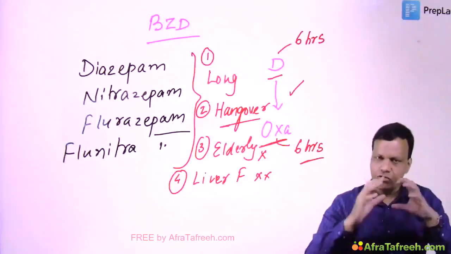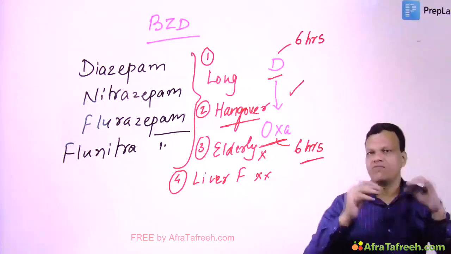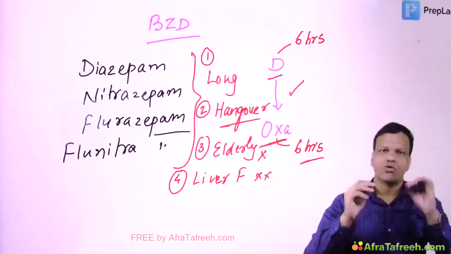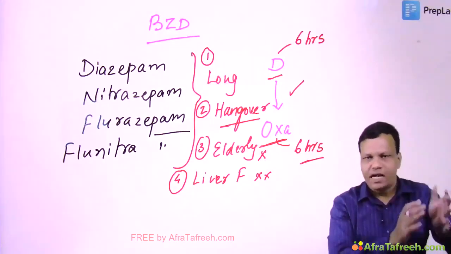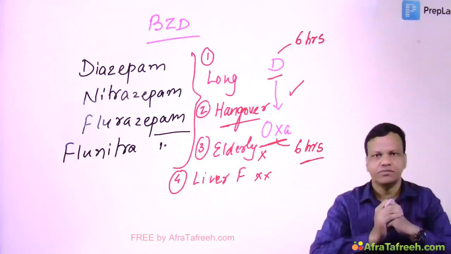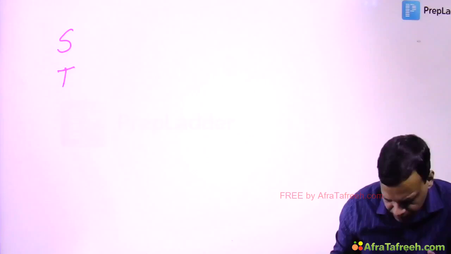So if we want to avoid these 5 problems, the simplest solution will be, we will want such a benzodiazepine which does not form active metabolite. If there is no active metabolite, it will be short acting, and if it is short acting, these problems will be solved. So what are those short acting benzodiazepines? You can remember the short acting benzodiazepines as stool drugs.